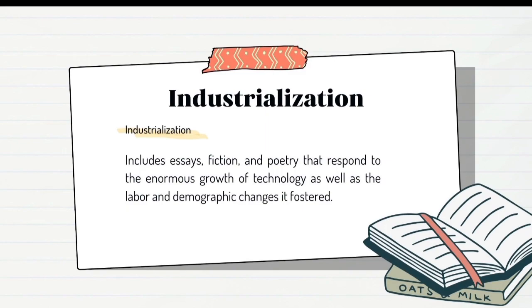In industrialization, writers use literature as a means of criticism. Literary writers of this era are mostly concerned about the social issues which rose as the impact of industrialization and urbanization. The industrial revolution made thousands of people move from villages to big cities to work in factories. There was a significant increase in literacy rates and education. It includes essay, fiction, and poetry that respond to the enormous growth of technology as well as the labor and demographic changes it fostered.